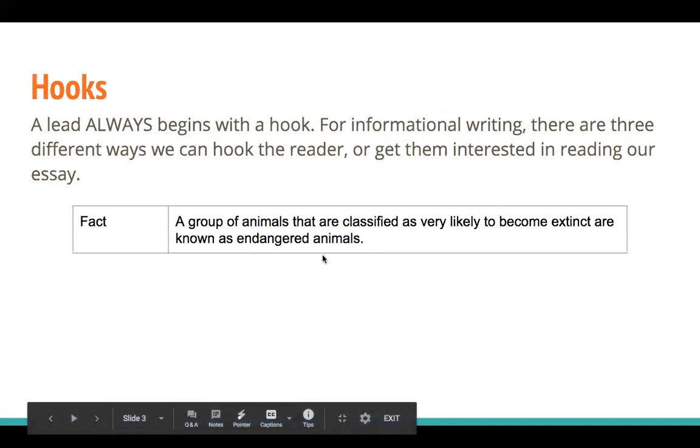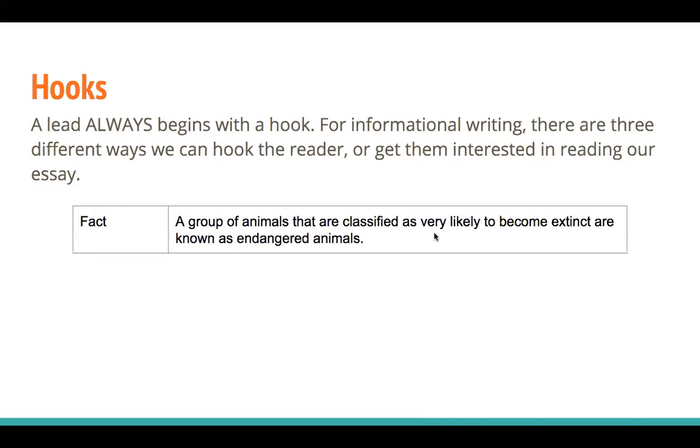So here's an example of a fact. A group of animals that are classified as very likely to become extinct are known as endangered animals. So that gives somebody that's reading it some information that is important pertaining to that essay.